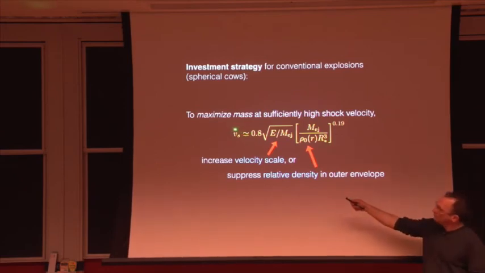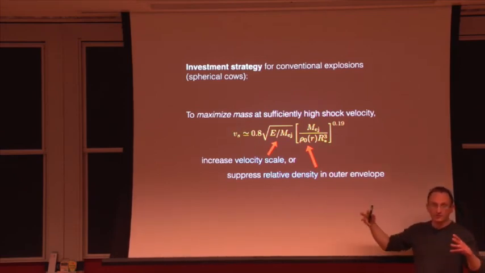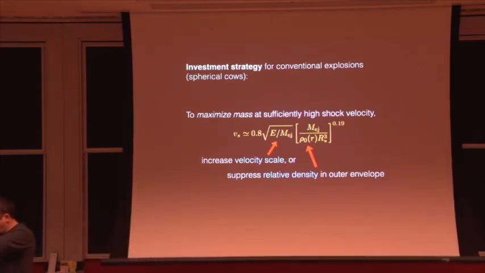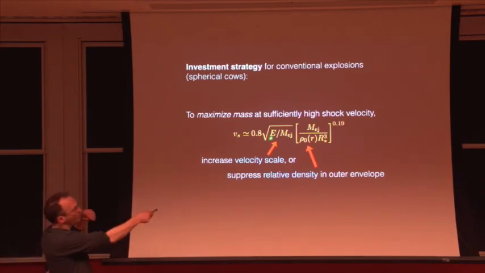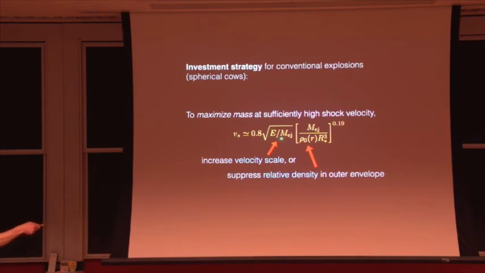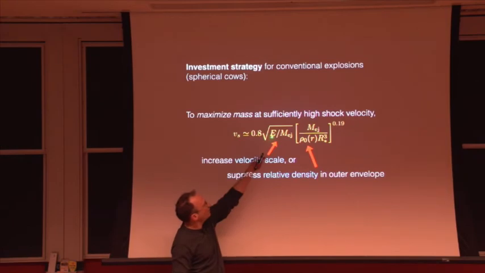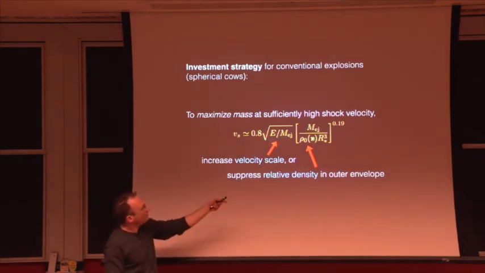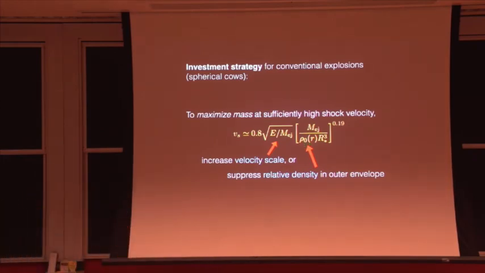And what you're trying to do is to enhance the shock velocity in as much of the mass of the outermost reaches of the star as possible. And the first thing to do would be to increase the overall velocity scale of the explosion, so to work with a particularly high energy and a particularly low amount of envelope mass in your star. Of course, if I just told you that you had to work within a certain budget of energy and mass, then you can't really touch this factor. And then your only option is to change the density distribution at the outside of the star.